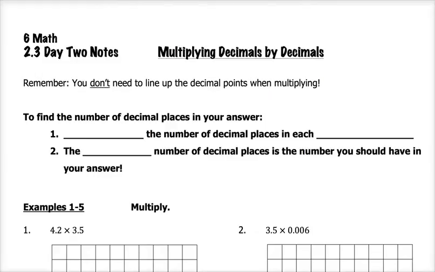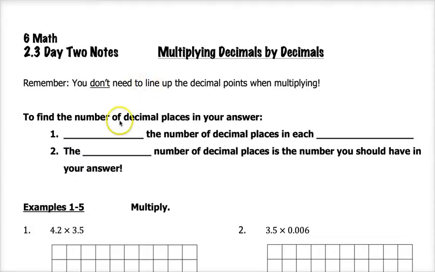Hello, 6th grade. This is our second video over multiplying decimals, and in this one we're going to be multiplying decimals by other decimals. And just a reminder that you don't line up the decimal points when multiplying. We figure out where the decimal point goes at the end once we're done multiplying all the digits in our numbers.